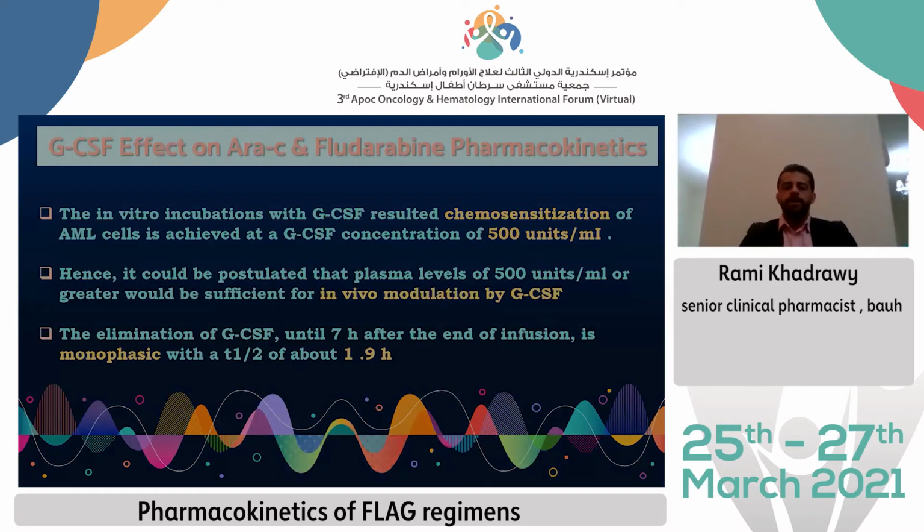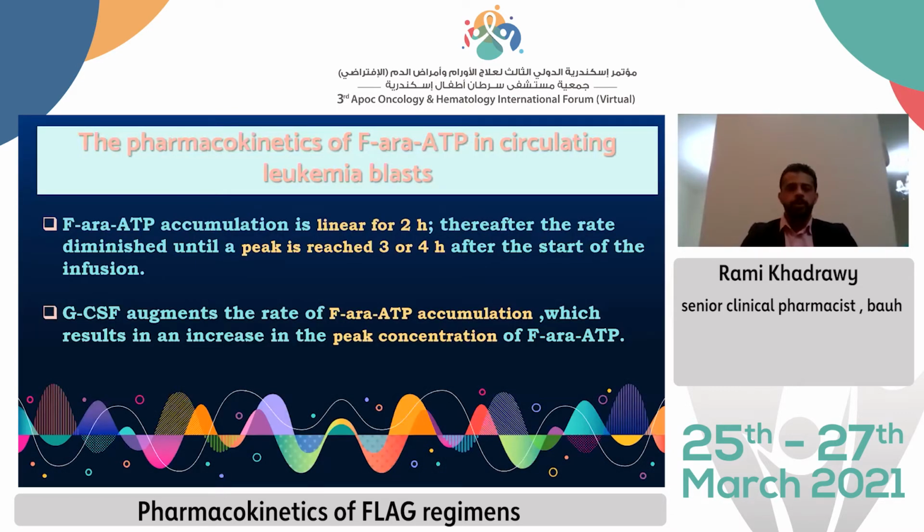Pharmacokinetics of FRATB related to the G6F infusion. FRATB accumulation is linear for 2 hours. The rate diminishes until the peak is reached after 4 hours. After administration of G6F, the G6F augments this rate of FRATB accumulation, the active molecule of fluorophene, resulting in an increase in the peak concentration of FRATB. The Cmax increased, and the area under the curve of fluorophene increased.